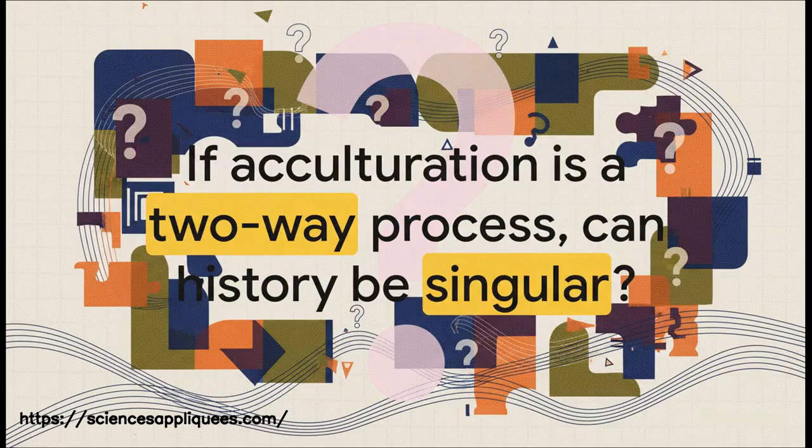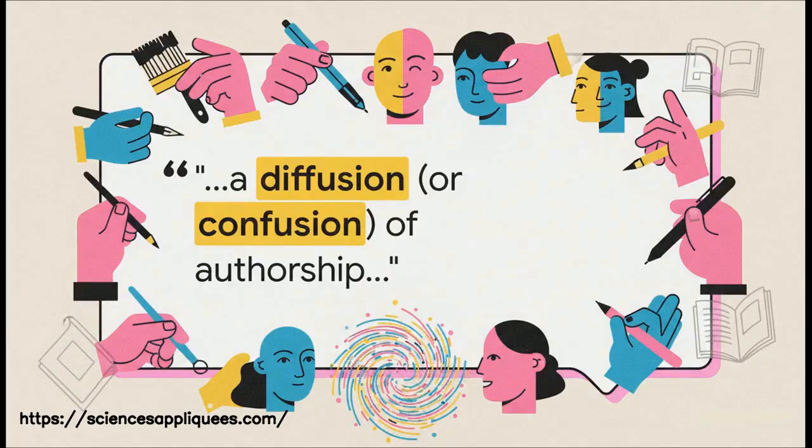But our academic concept forces us to ask a really tough question. If cultures are constantly changing each other in this continuous two-way process, how can their history ever be singular? How can it be static? I mean, doesn't every interaction, every new person who arrives, add another layer to that story and change it in the process?